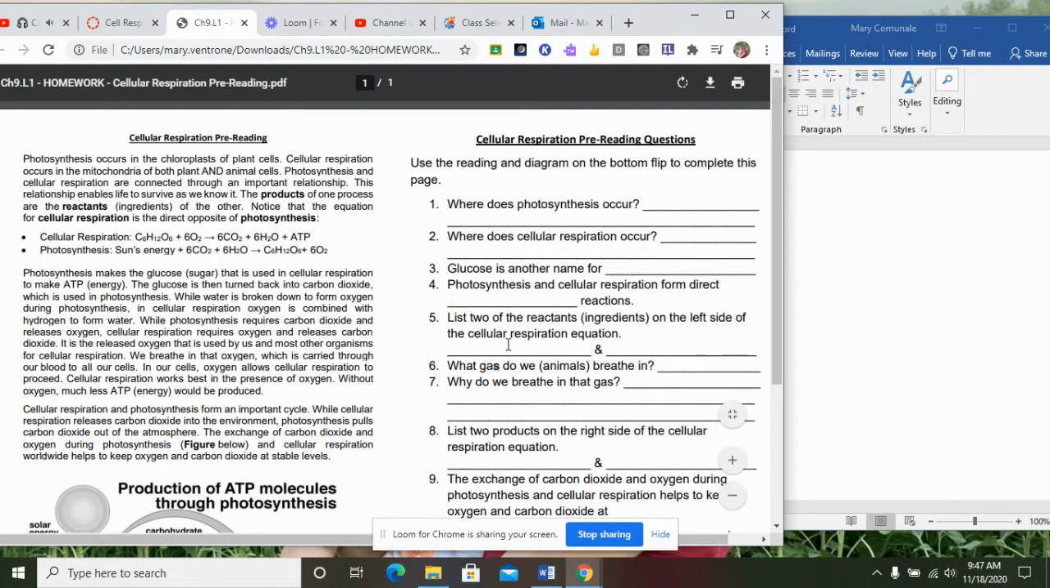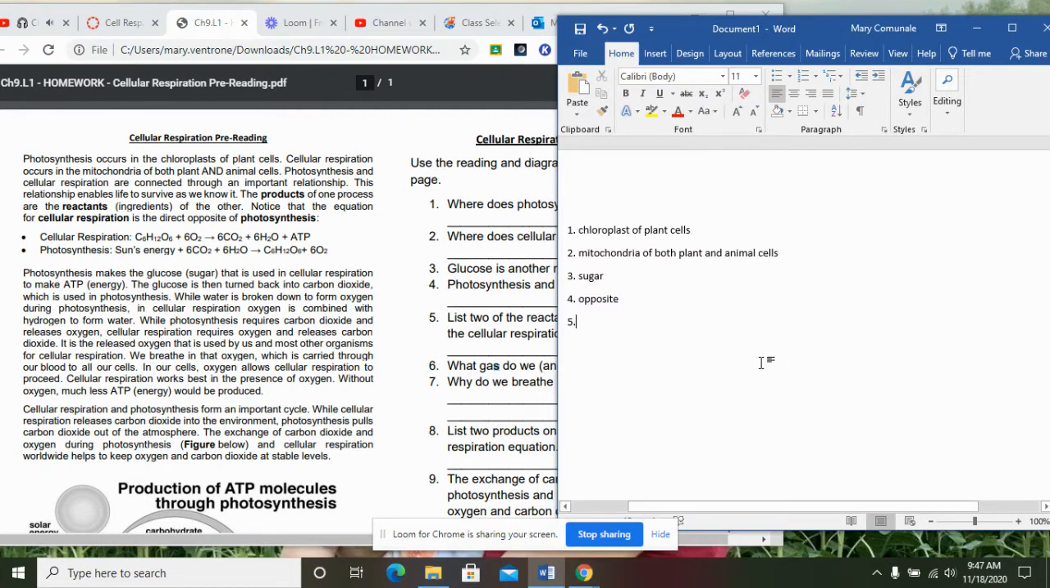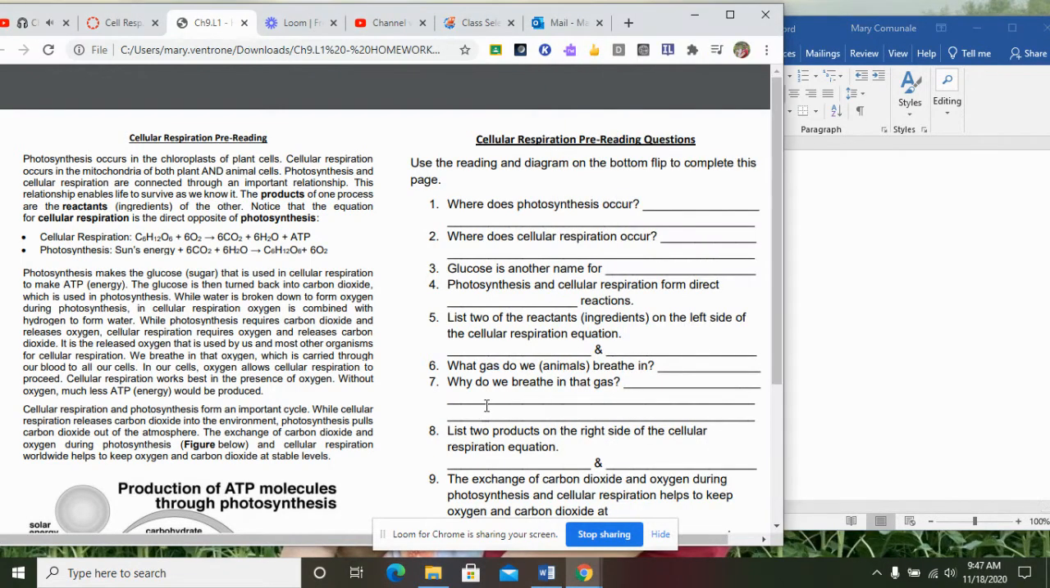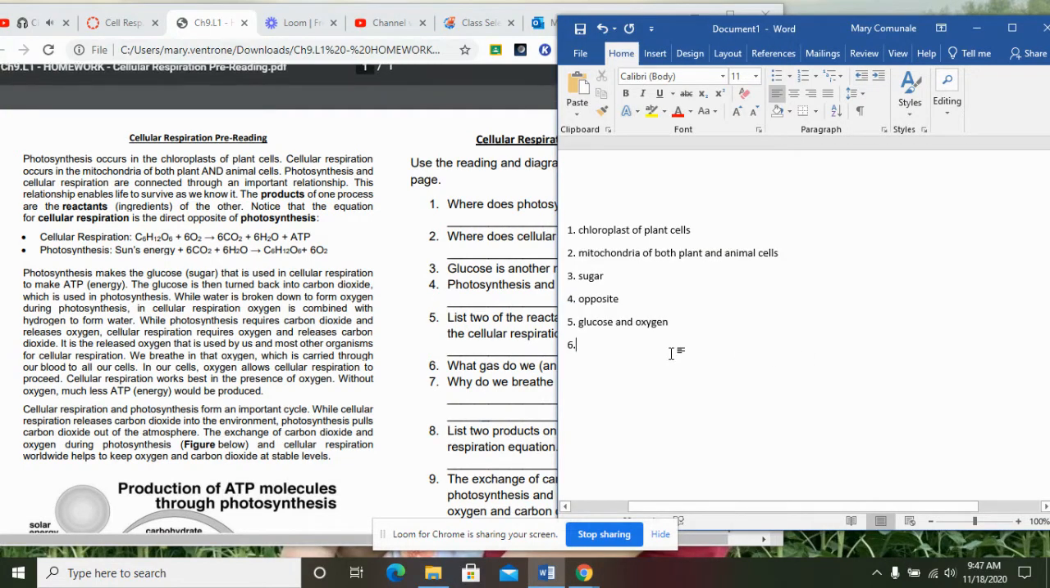Number 5, list 2 of the reactants, ingredients, on the left side of the cellular respiration equation. Now you could type out the chemical formula if you want to, or you can just say glucose and oxygen, because C6H12O6 is glucose, and O2 is oxygen. And let's see, number 6, what gas do we animals breathe in? Well, we breathe in oxygen. You really don't need to do the reading to know that one, I hope.